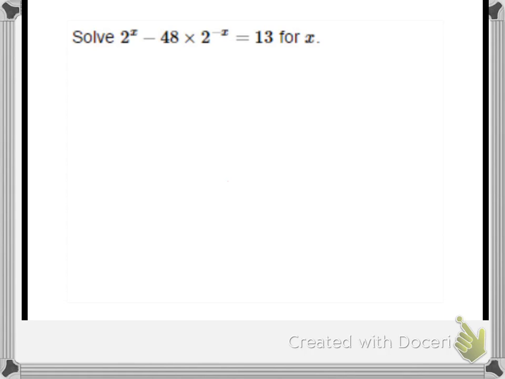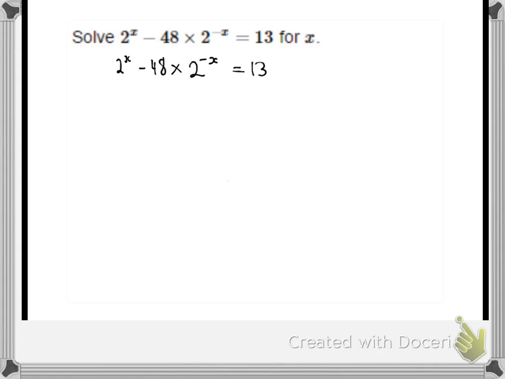Alright, let's examine one more. So first off, as you can see, I've got two exponential numbers, 2 to the power of x, but this is 2 to the power of negative x. They're not the same exponential number, so I just can't straight away do a substitution for u is equal to that. It's not going to help me. It's not the same thing.